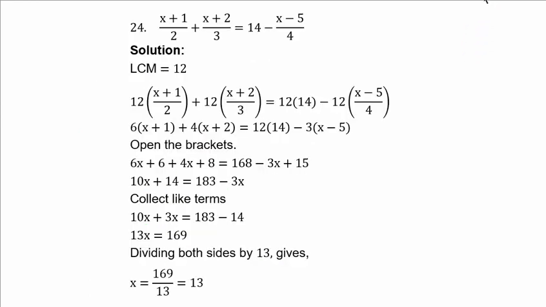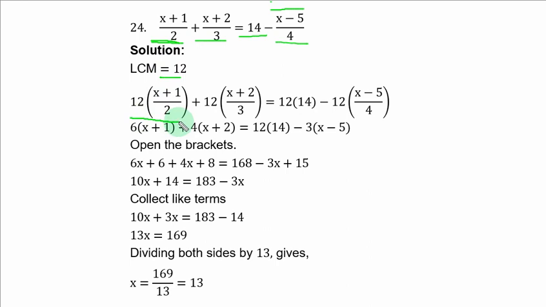Example 24. You have s plus 1 over 2 plus s plus 2 over 3 equal to 14 minus s minus 5 over 4. We need to clear the fractions, and to do that, you multiply through by the LCM, which is 12. So the first term, you multiply it by 12.